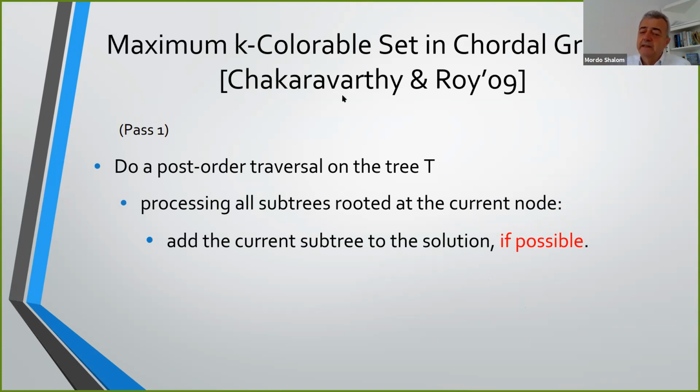They process all the subtrees at every node, all the subtrees rooted at the current node. And again, they add the current subtree to the solution if possible. What does "if possible" mean? It means if you can still color using k colors. So only the meaning of "if possible" changes, but the algorithm is still the same.